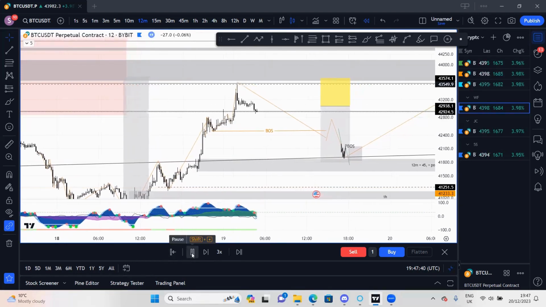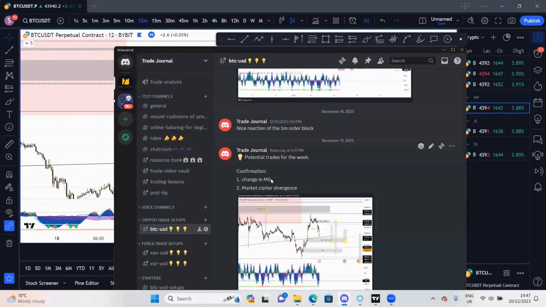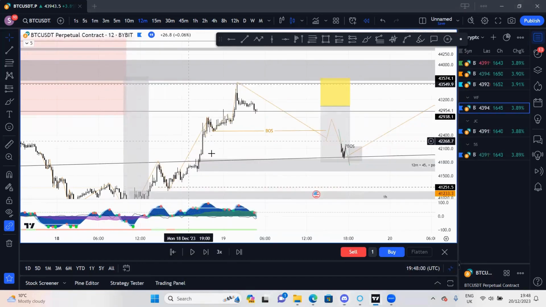And we are waiting. Now what are we waiting for though? We are waiting for a potential break in structure, a potential change in market structure. And that's exactly what we said over here. We're looking for a change in market structure, and not only that, we're looking for market cipher divergence. So let's see if we got both.